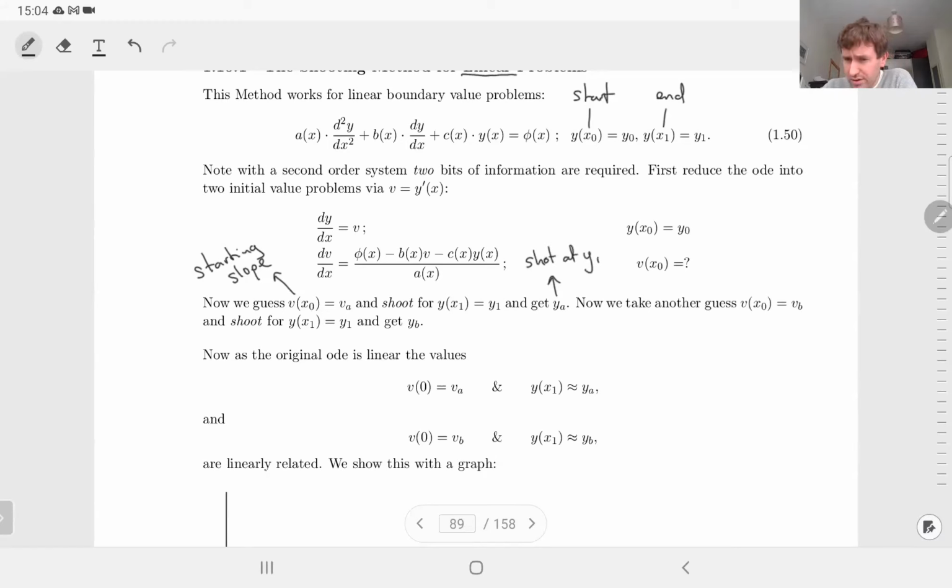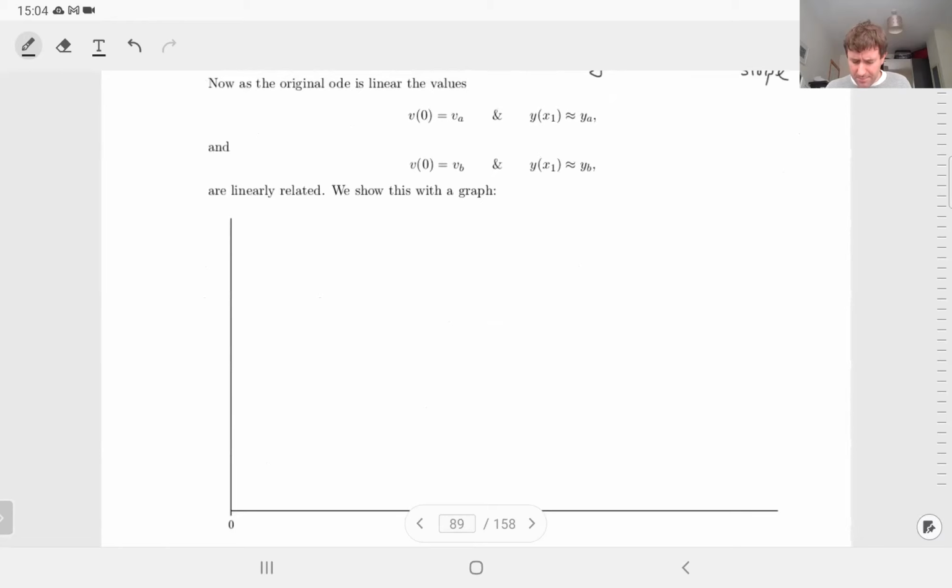And then you take another guess. So this is another starting slope, and you get a second shot at Y1. Now, in theory, you could fluke it and hit it, because we want to end up with, at X1, the Y value being Y1. It turns out there is a linear relationship between these, and I'll show you what this means with a picture.